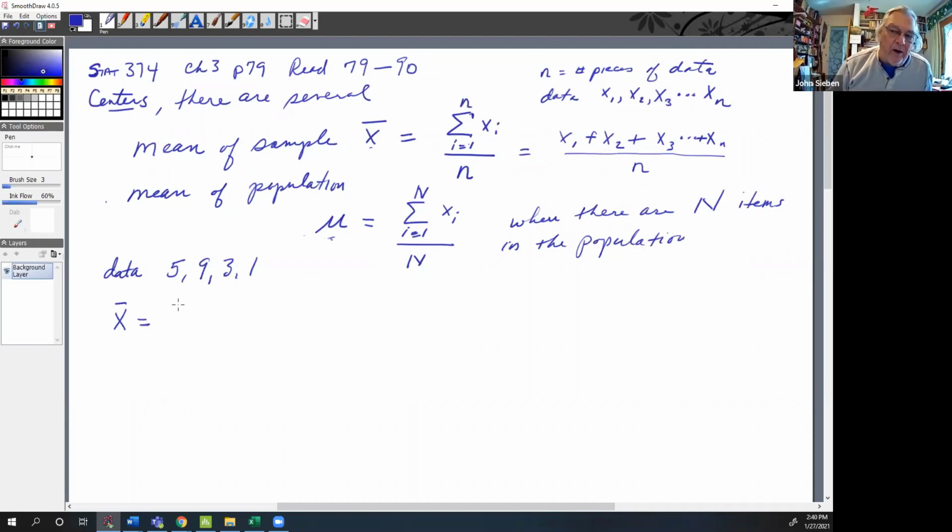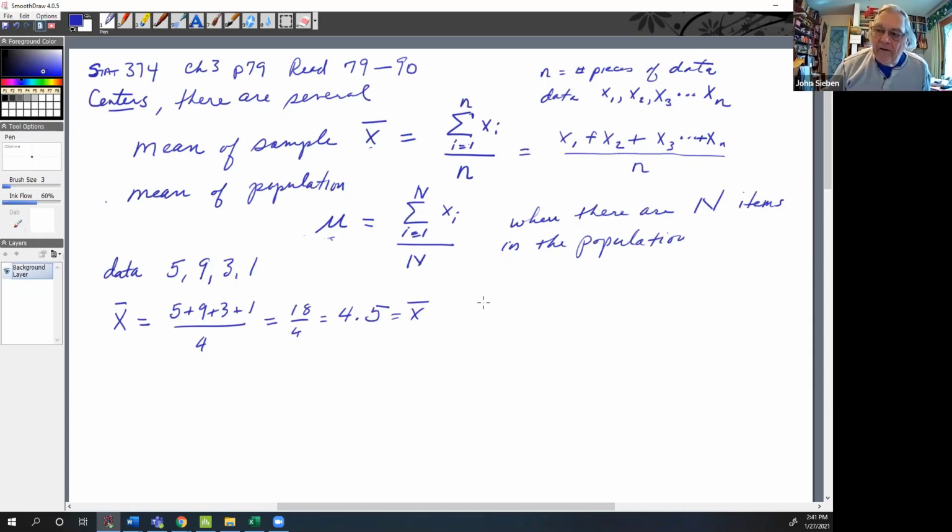And we would calculate x bar as 5 plus 9 plus 3 plus 1 over, how many are there? There are 4, over 4. And these will add to, 5 and 9 is 14, and 3 is 17, and 1 is 18. So 18 over 4 would be 4.5. And that would be x bar.